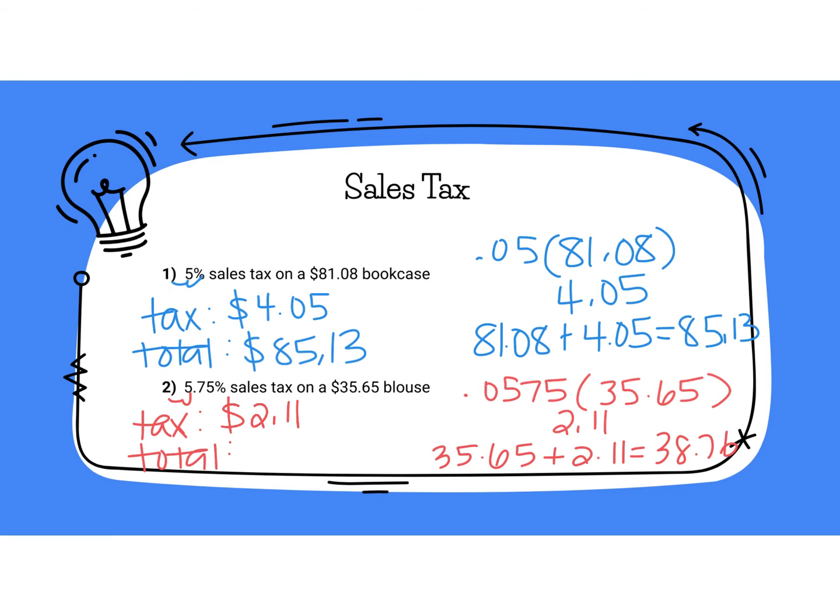Once I figure out my tax amount, I then add it to my purchase cost prior to taxes, which is $35.65. When I do so, I get my total cost of the purchase, including taxes, which is $38.76.